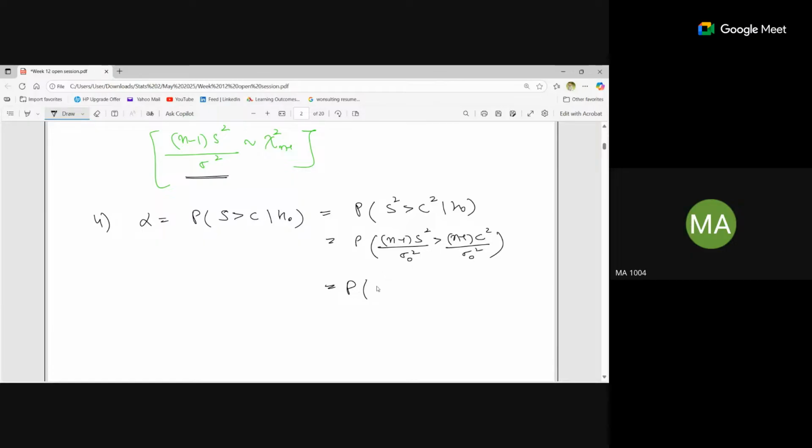Now this will be chi square with n minus 1 degrees of freedom greater than (n minus 1)C square divided by sigma naught square. Fine. Correct. Now I can write this as 1 minus F of the chi square distribution with n minus 1 at (n minus 1)C square divided by sigma naught square. This will be my alpha.